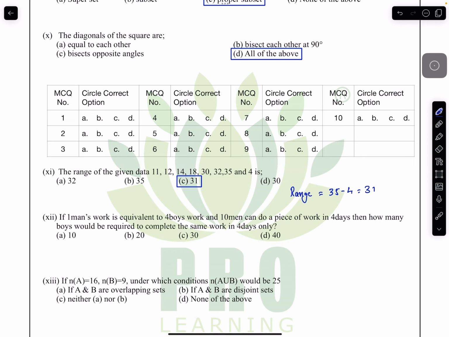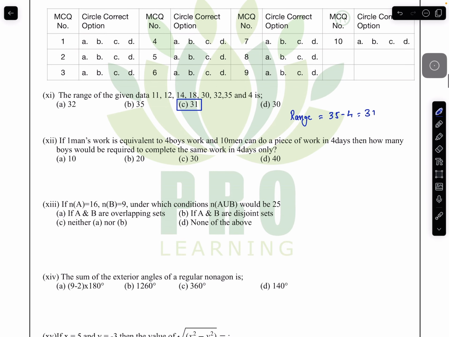If one man's work is equivalent to 4 boys' work, it technically means if you replace one man with boys, 4 boys would be required for the same execution of the work.